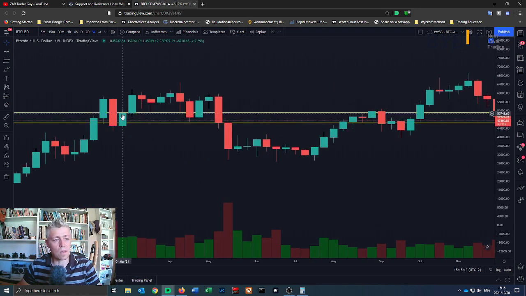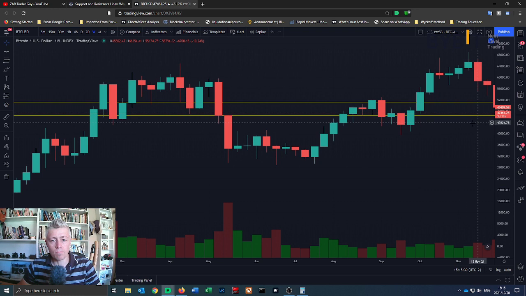And you can see there was a touch, a close of a bullish candle and an open of a bullish candle at the same level. At the same time here, there was a close of a bearish candle and an open of a bearish candle in a very close range there.